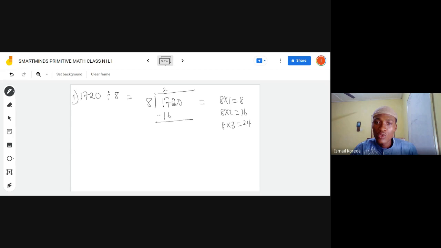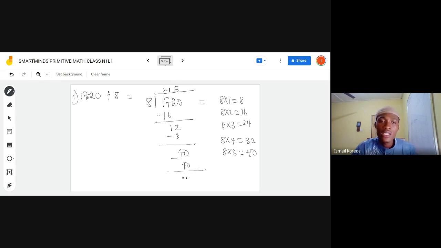So I want to subtract, 1. 8 in 1 is not possible. I have to drop 2. 8 in 12, that's 1. 1 times 8 is 8. I have to subtract. 12 minus 8, that's 4. 8 in 4 is not possible. I have to drop the next digit, 0. So 8 in 40 is 8 times 4, 32. 8 times 5, 40. So that's 5. So 5 times 8 is 40. So now I subtract. So no remainder in this case as well. And my quotient is 215.